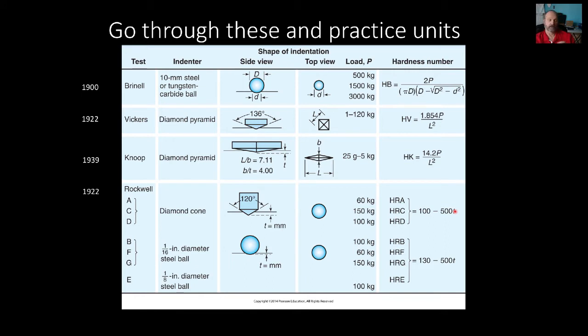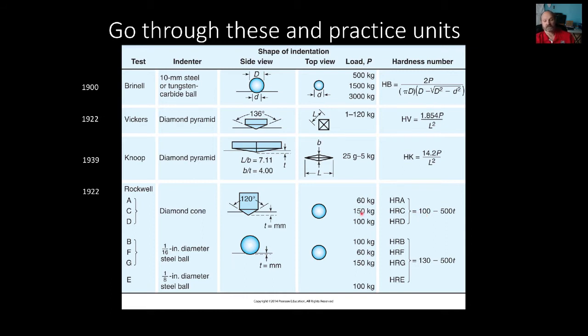If I do another sample, and for the same load I go deeper, that means the second sample is not as hard, it's softer. So the lower the number, the deeper you've gone and the softer it is, right? If you don't make any dent at all and T is zero, then it's more than 100, right?